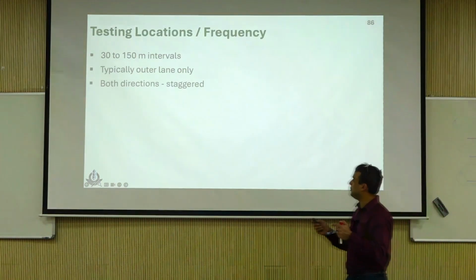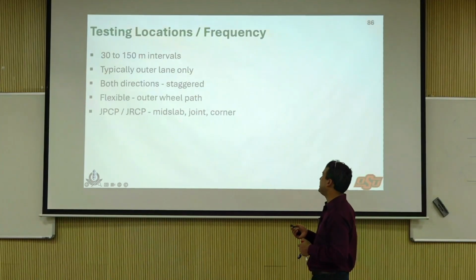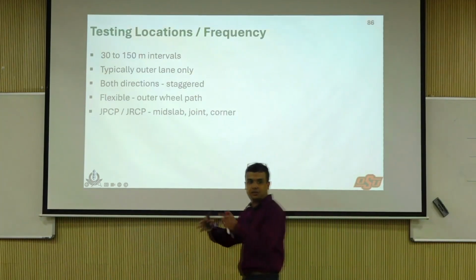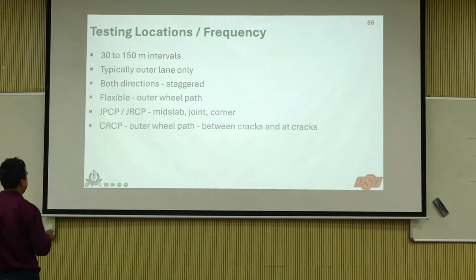Both directions you have to have staggered. Flexible: outer wheel path. JPCP, JRCP: mid slab, joint, corner, because the deflection patterns are different. You have to choose where you test. CRCP, it's basically outer wheel path.